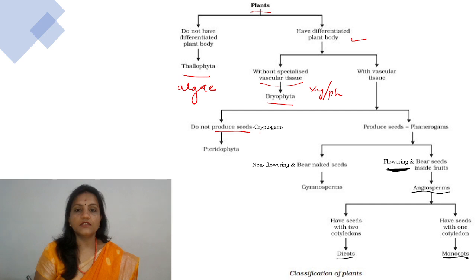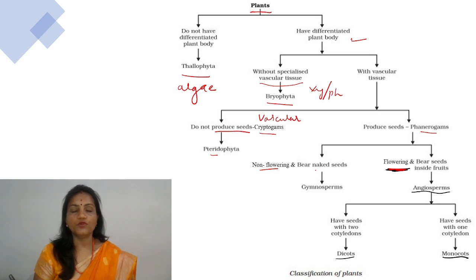So we call them cryptogams. They are popularly called vascular cryptogams, the pteridophytes. Then we have the ones that produce seeds. They are called phanerogams. This phanerogams group is further divided into non-flowering and flowering. The non-flowering ones bear seeds which are naked, meaning the seeds are not protected by fruits, whereas the flowering ones bear seeds that are well protected within a fruit.